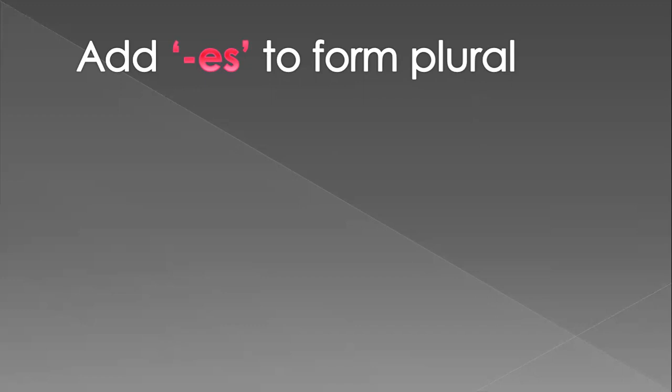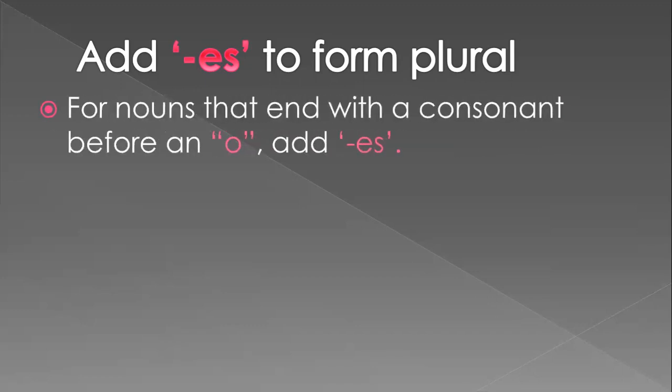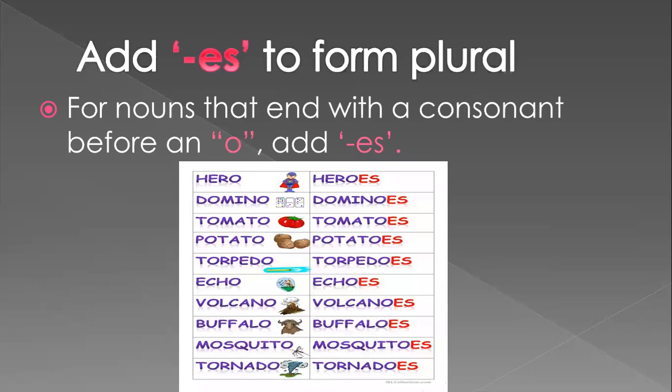Next, add es to form plural. For nouns that end with a consonant before an o, to make the plural form, you have to add es. Let's look at the first example. Singular form, hero. The last letter is o, and the letter before the last letter is a consonant, r. To form the plural of hero, I have added es to the end of the singular form noun.